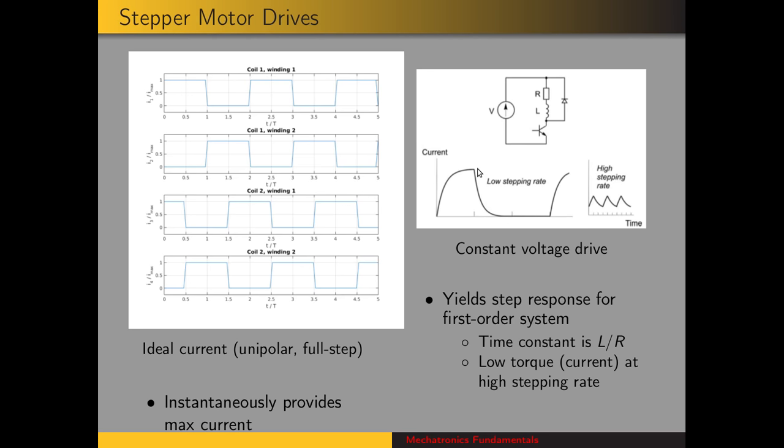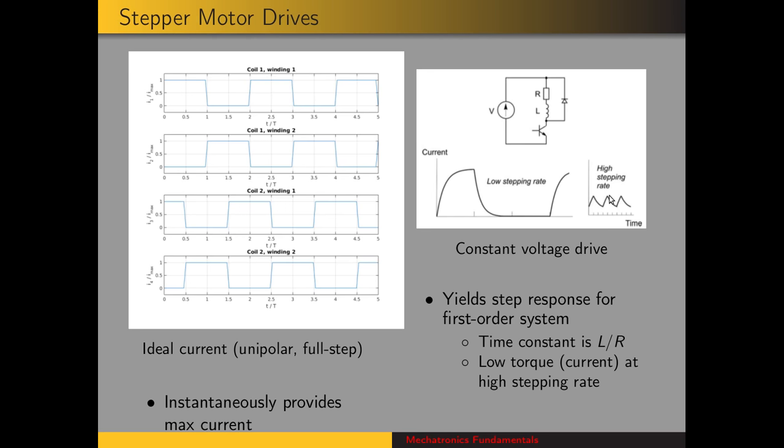So that's less than ideal, and more importantly, whenever the motor is driven at high stepping rates, there's not enough time for the current to reach the maximum current before moving on to the next step. So we just get a small amount of the current going through. And so at higher stepping rates, this type of drive has severely diminished current. And because of the magnitude of the time constant, this drop off in torque happens pretty quickly, that is at relatively low stepping rates.